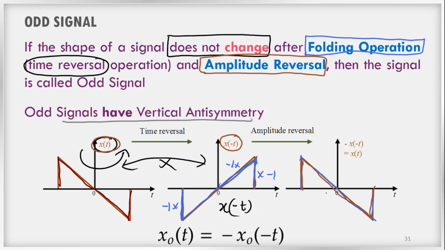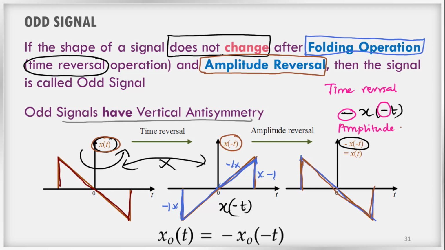Since to get back the original shape, I had to multiply with -1, I have to write it as minus of x of minus t. Minus of x of minus t. Actually, this signal is minus of x of minus t. I have performed two operations. The first operation is nothing but time reversal. So this minus is because of time reversal, and this minus is because of amplitude reversal.